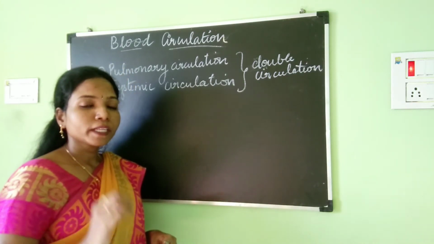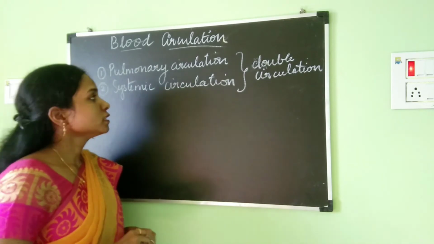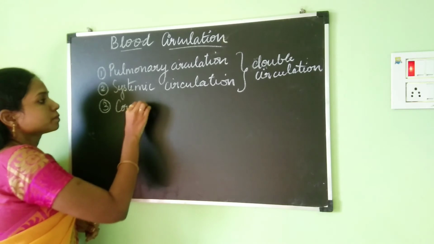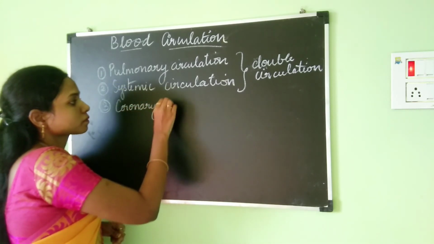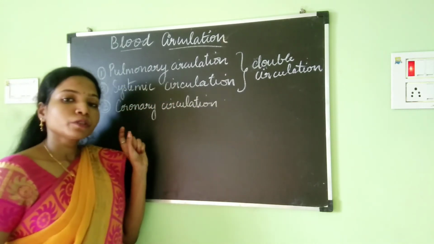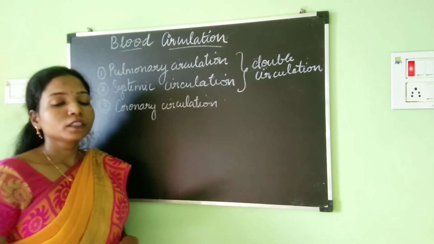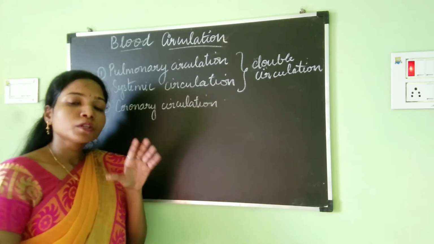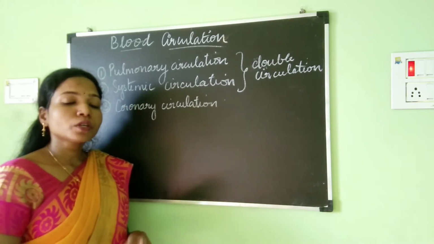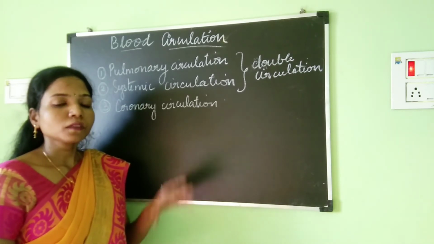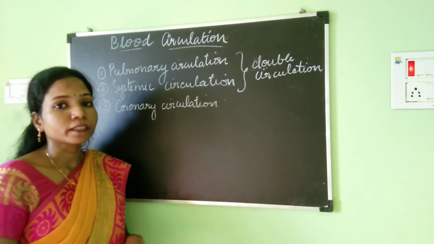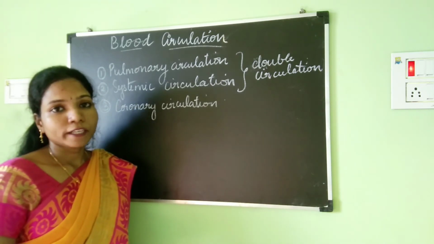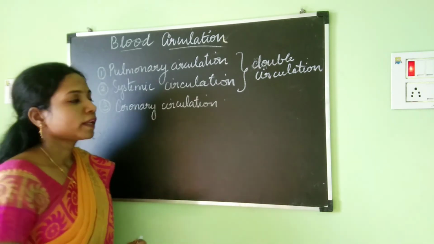There is one more very important circulation which we need to discuss, and that is coronary circulation. You all very well know that the human heart pumps blood to different parts of the body. But the heart is also an organ, right? And the heart also requires blood for its functioning. So how is the heart going to get the blood? The heart gets the blood with the help of the coronary circulation. So let's see what coronary circulation is.